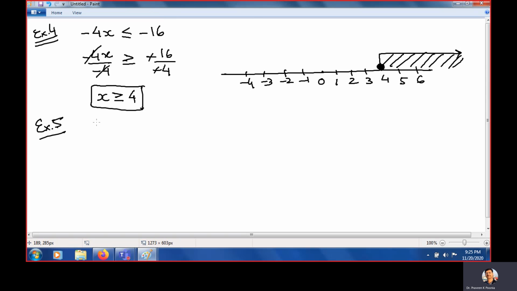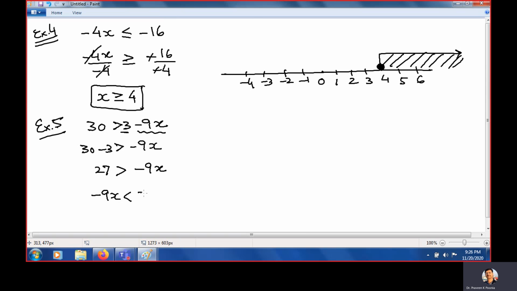Okay, one more example of this same type. We take x is greater than 3 minus 9x. Clear? So keep minus 9x here, shift this here, this is 30 and this plus 3 will be minus 3. If you see, it is plus 27 greater than minus 9x, or you can write it as minus 9x less than 27. It is the same.